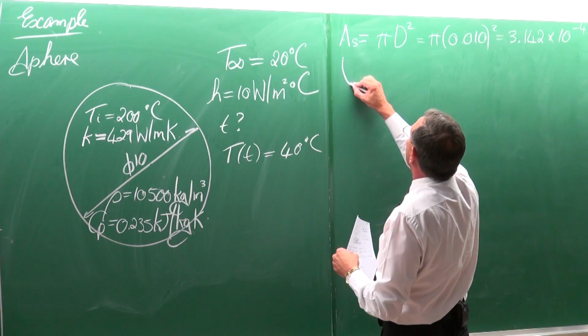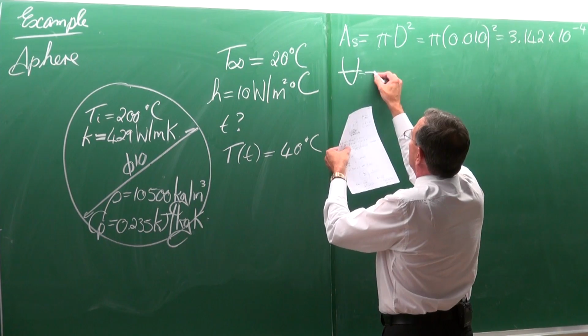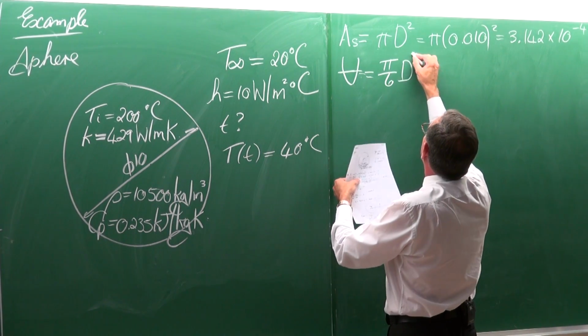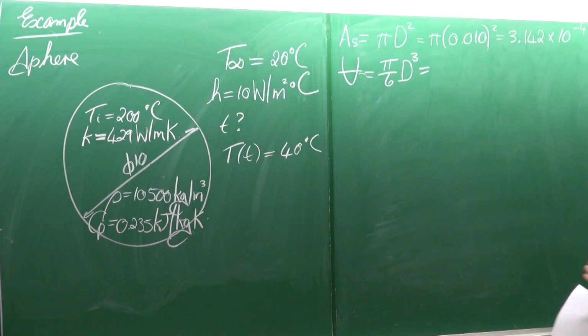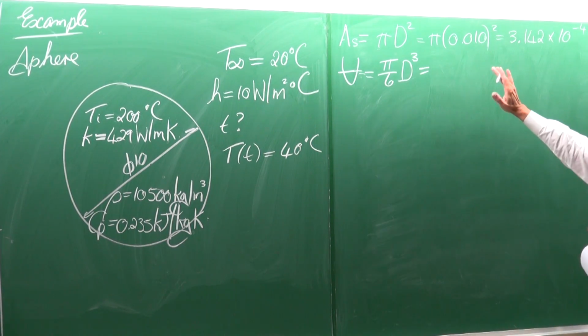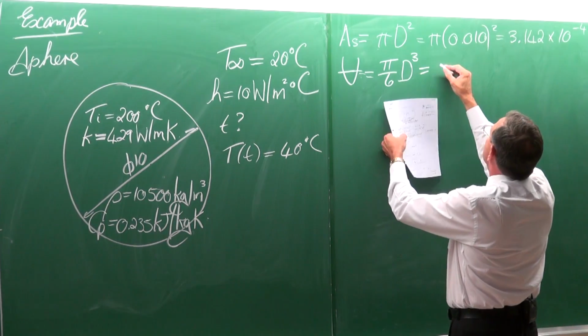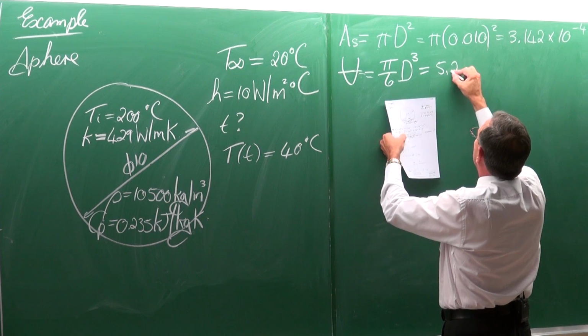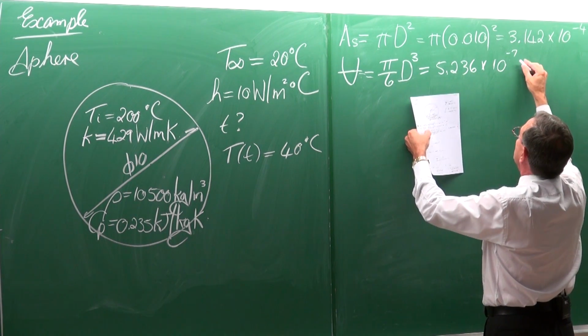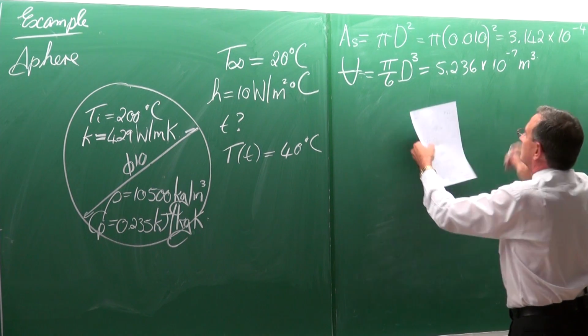The volume of a sphere is equal to pi divided by 6 multiplied by d to the third. It's very elementary. I'm not going to do the substitution for you. You can go and do it yourself. But the result works out as 5.236 multiplied by 10 to the minus 7 cubic meters.